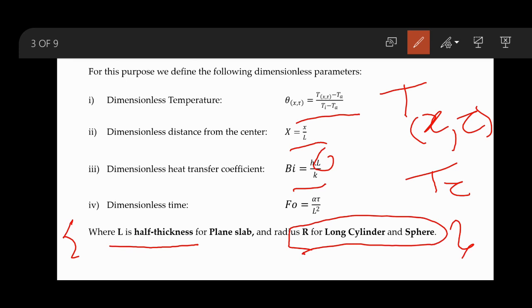But for a long cylinder and a sphere, the characteristic length which we now have to take is the radius, not r by 2 or r by 3. Here the value of the Biot number changes for a long cylinder and a sphere.